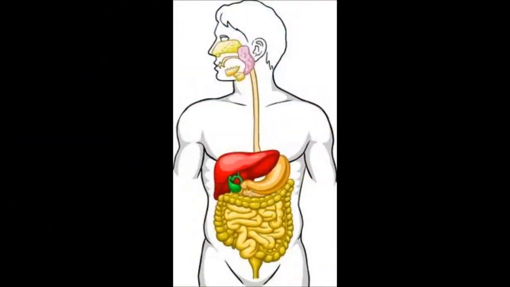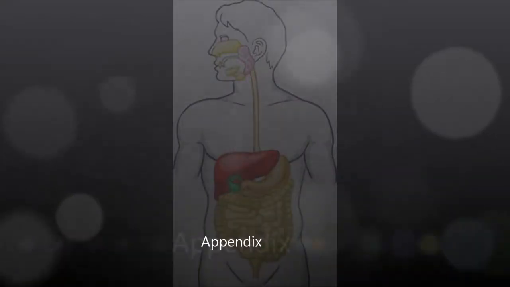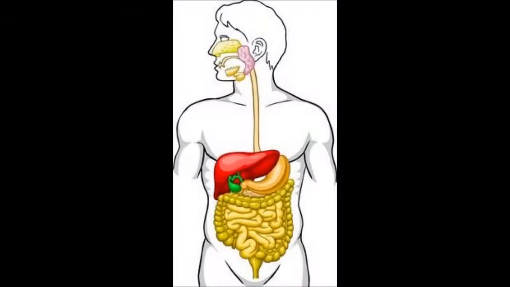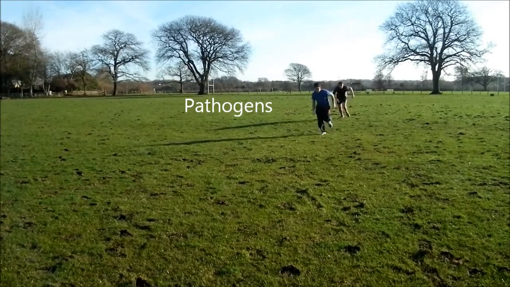The digestive system would be at great risk of infection from pathogens without the appendix's help. The appendix, along with other groups of tissue, also known as the lymphoid tissue, helps protect the digestive tract from the huge amount of pathogens which enter.